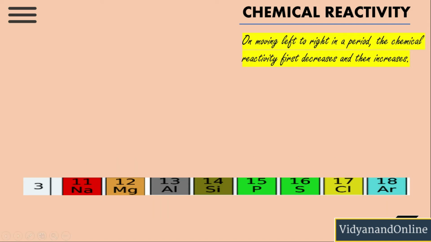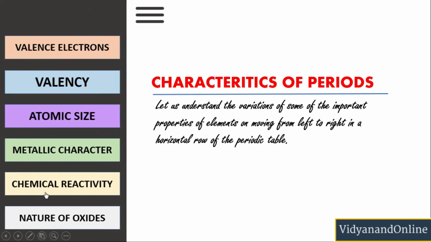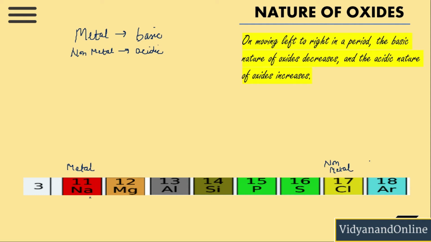Now the last property which we are going to discuss is the nature of oxides. So we are going to see what will happen if we go from left to right in a periodic table. Sodium is actually a metal and every metal forms a basic oxide, right? And every non-metal forms an acidic oxide. Now in a period we are moving from metal to non-metal. So sodium is going to form a basic oxide whereas chlorine is going to form an acidic oxide.